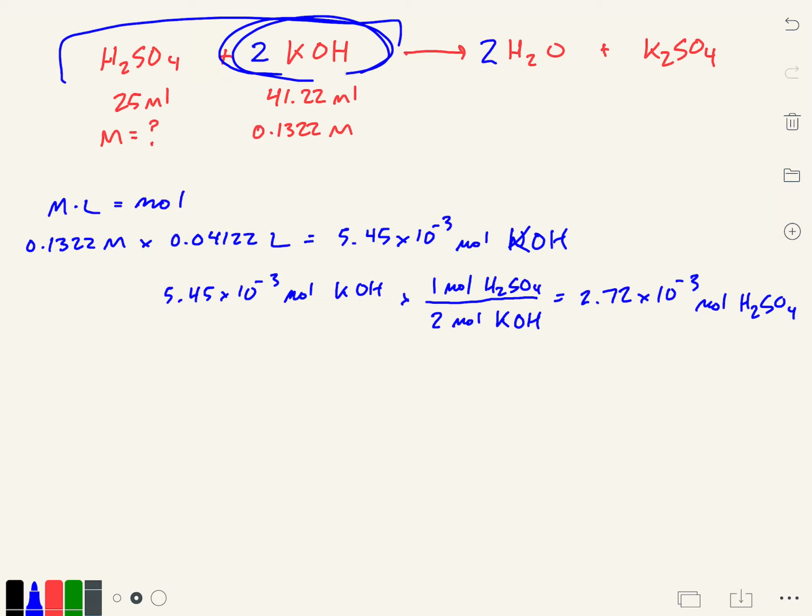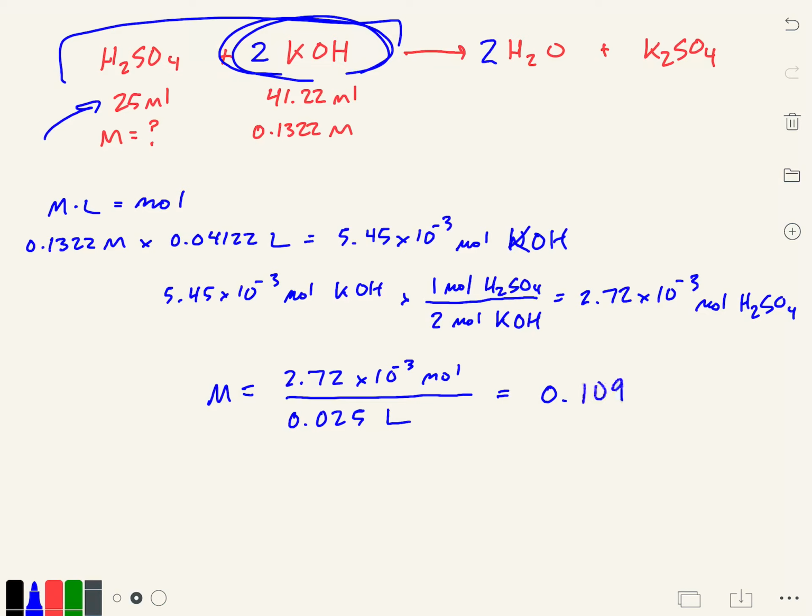So now the molarity of the acid is going to be the moles, 2.72 × 10^-3, divided by the volume. And the volume here was 25 mL, so 0.025 liters. We get that the molarity is 0.109. 0.1090, if we're doing 4 sig figs. 3 sig figs, 0.109.